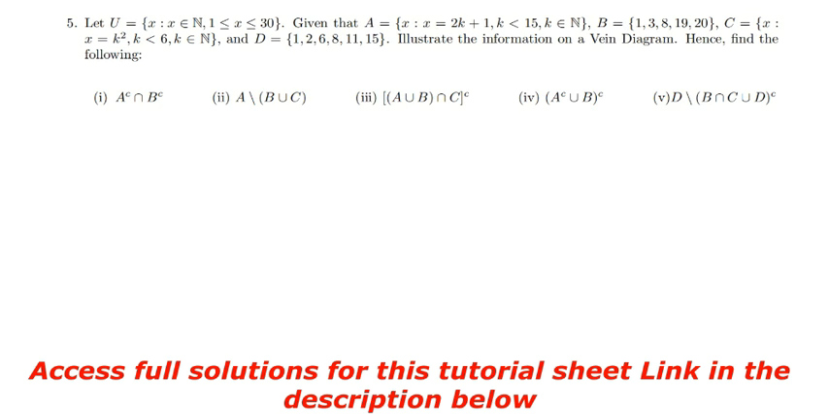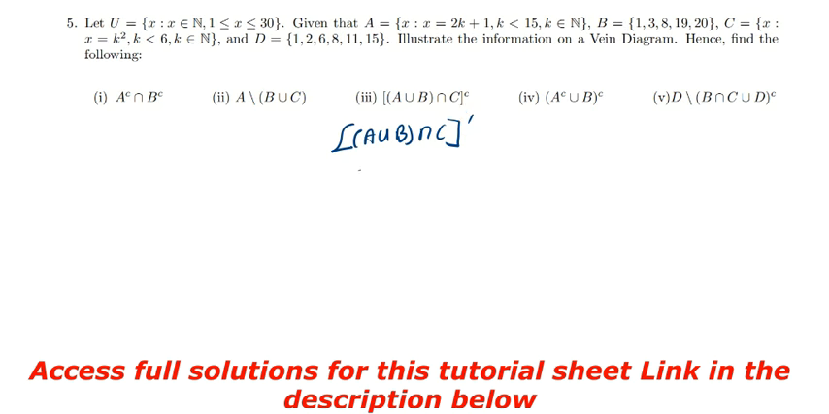Let me simplify part 3. So we have open A union B, then intersection C, then complement outside. If you have a complement outside, you are always allowed to multiply it in to open these brackets.